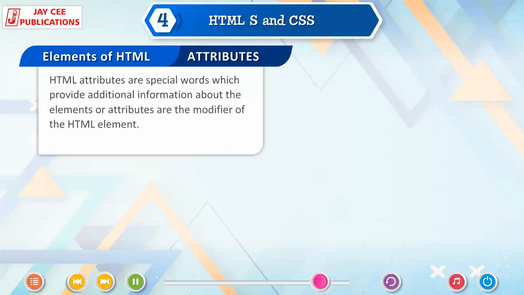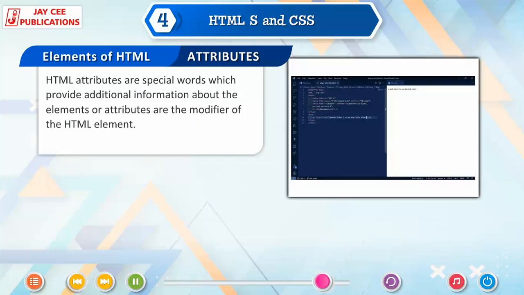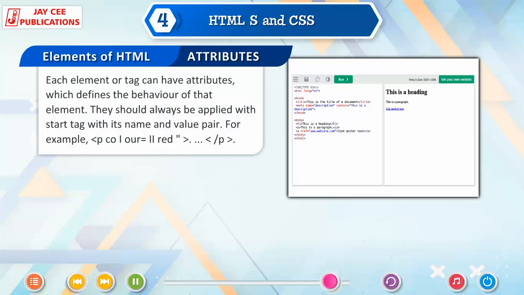Attributes. HTML attributes are special words which provide additional information about the elements, or attributes are the modifier of the HTML element. Each element or tag can have attributes, which define the behavior of that element. They should always be applied in the start tag with a name and value pair. For example, <p color="red"></p>.